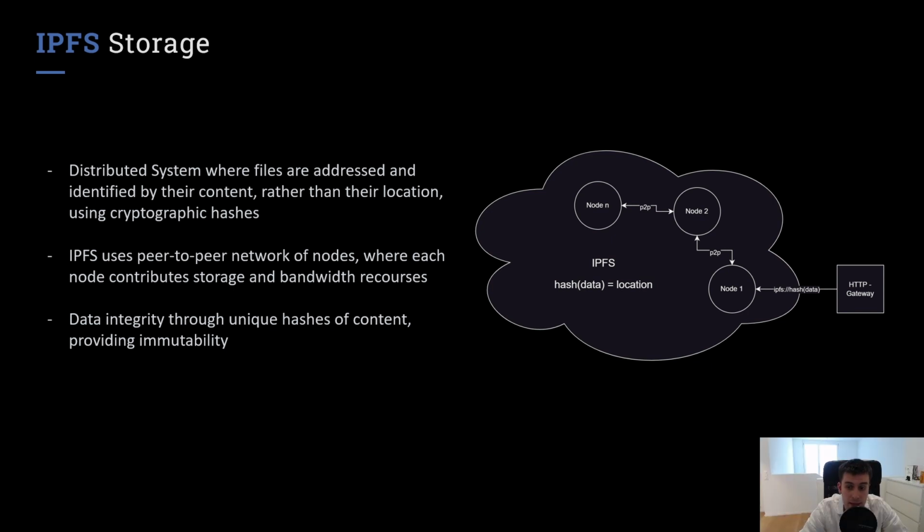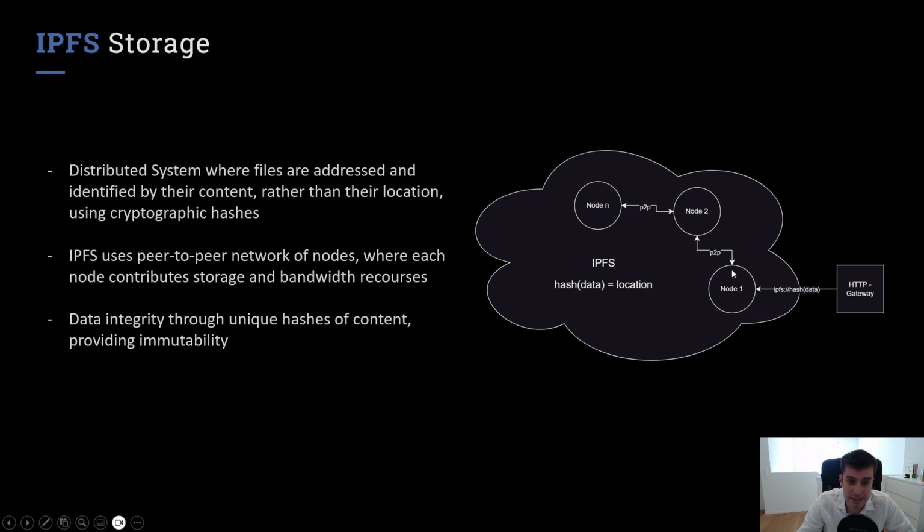So how is the location of the data defined? We are hashing the data. We use a cryptographic hash function on the data, and we get a location. So the hash itself is the location within IPFS. This ensures that nobody can change the data.